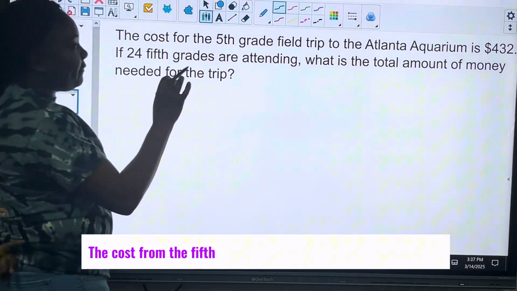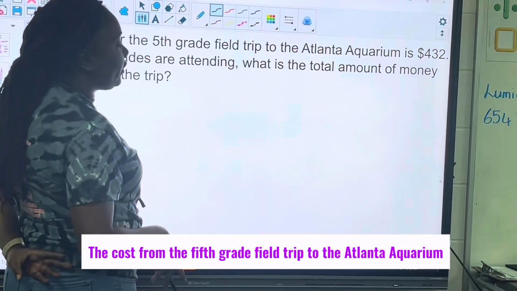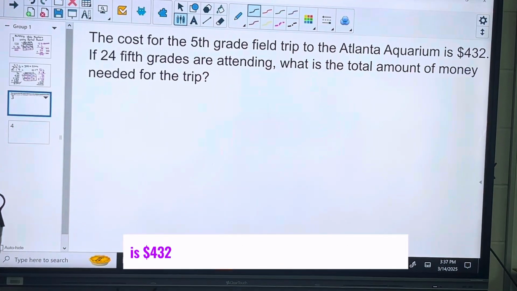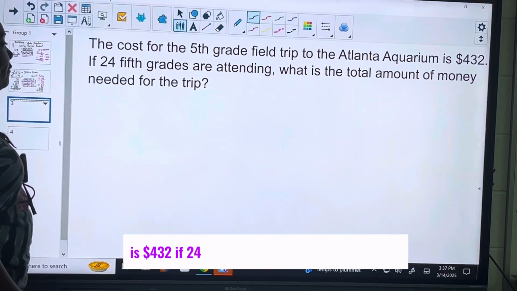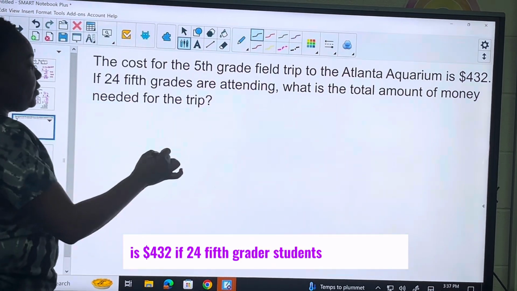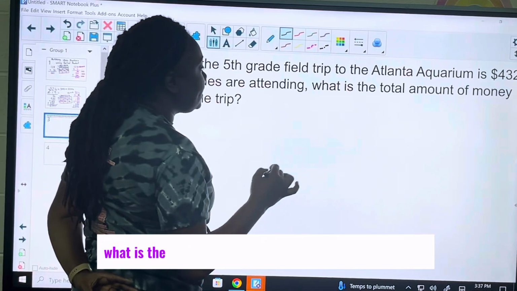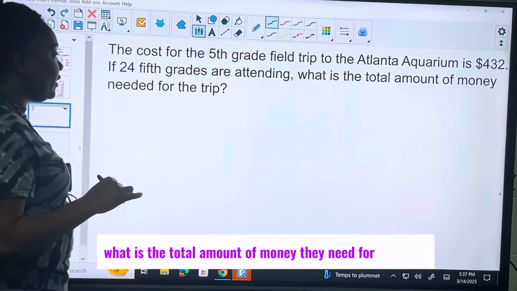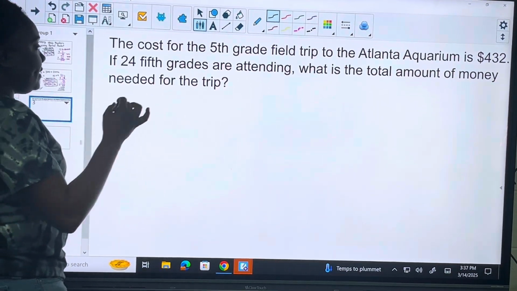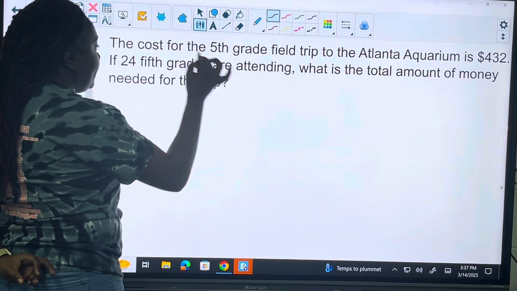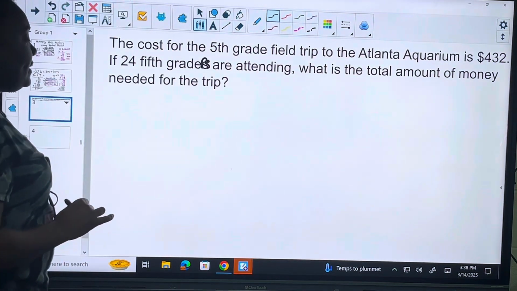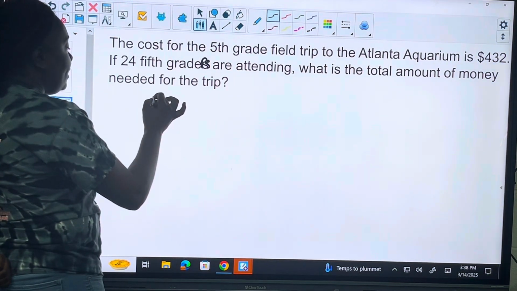The cost for the 5th grade field trip to the Atlanta Aquarium is $432. If 24 5th grade students are attending, what is the total amount of money they need for the trip? Alright, so this should be 5th graders. Good, let's fix that. So it means that I need to multiply.